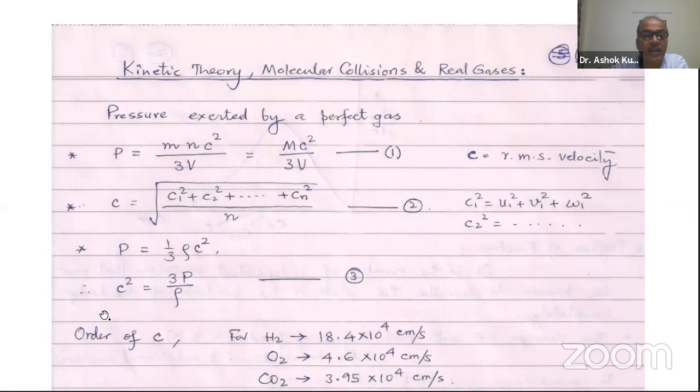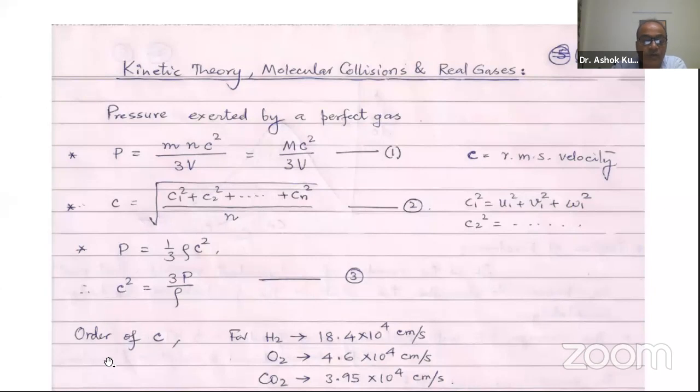Now, this P can be written as, if we take m upon V as rho, one by three rho c square. Therefore, c square is equal to 3P upon rho. Now, this is a very observable quantity. That means rho is the density of the gas and P is the pressure of the gas. So by just measuring the density and pressure of the gas, we can have an idea of the root mean square velocity of a particular gas.